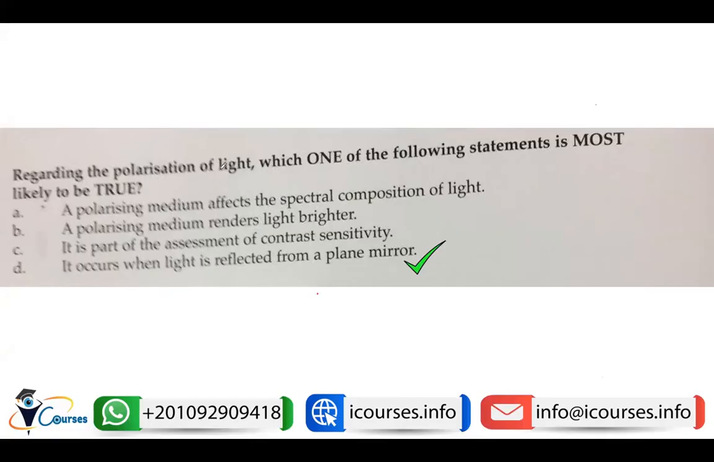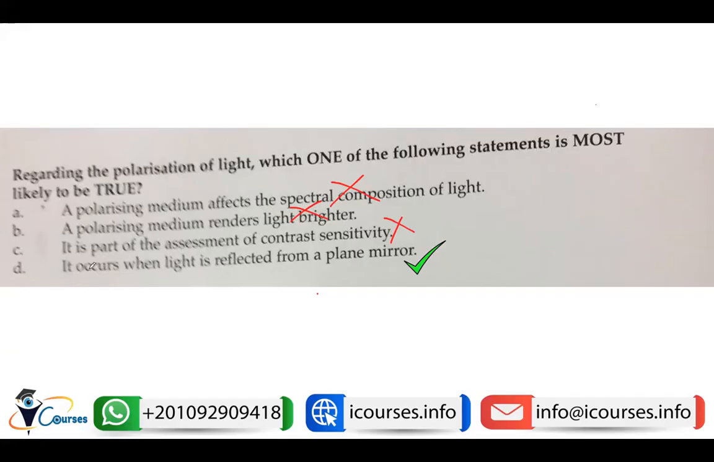Polarizing a medium, or light polarization, doesn't affect the spectral composition of light or the brightness, nor is it a part of contrast sensitivity assessment. We will talk about contrast sensitivity in the physiology, and we'll talk about the different tests for its assessment. None of them is polarization of light.